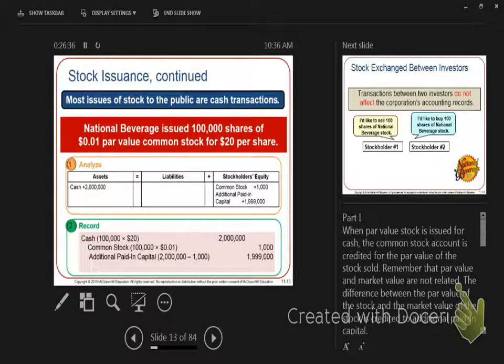Okay, $20 per share is the market price. That's how much cash we're going to get. So this price here is the market value, and when we sell it, that's how much cash we're going to get. Par value is just an arbitrary number assigned to the stock, and that's what goes in the common stock account. So common stock is going to increase by the par, cash is going to increase by the market price. It's a value for one share. Yep.